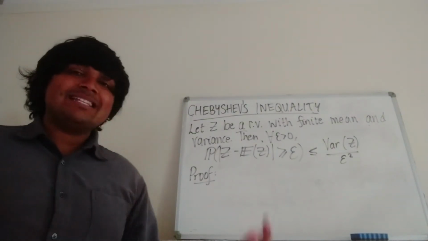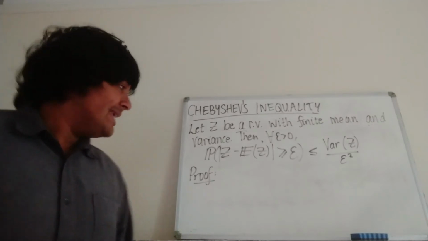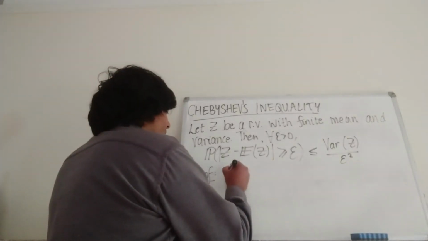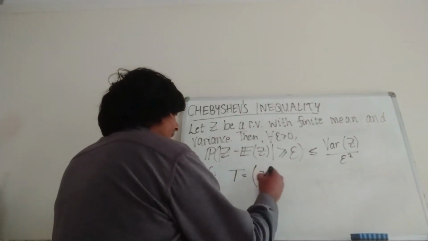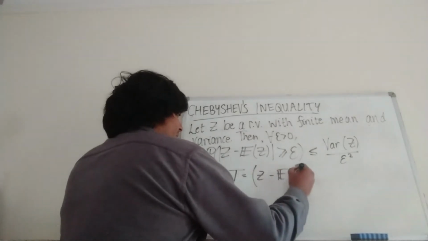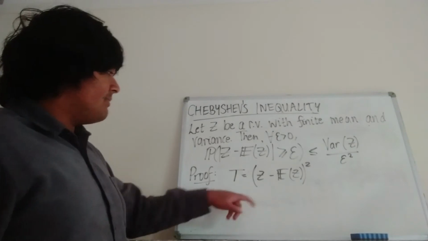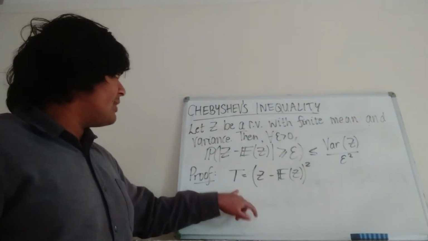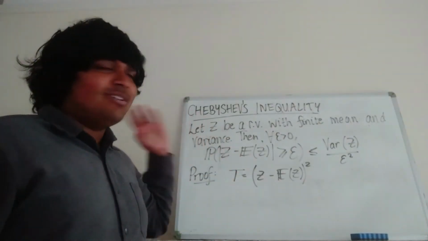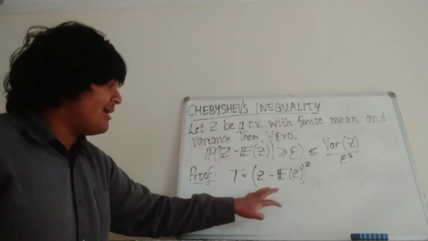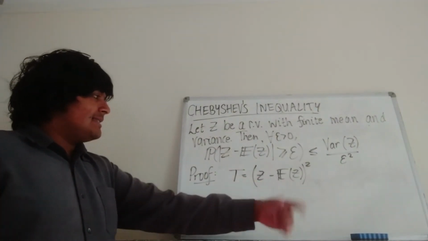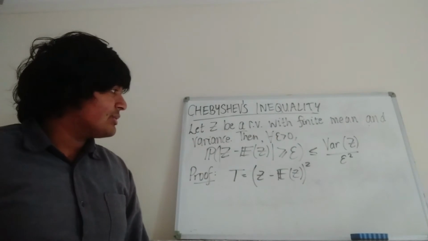Let's quickly prove this, and to prove this we're going to be using Markov's inequality, except our t now is just going to be z minus the expected value of z, all squared. Okay, and clearly this is a non-negative random variable. I should have perhaps said that z is a real random variable, but hopefully that's implied. But t is z minus the expected value of z, all squared, like so.